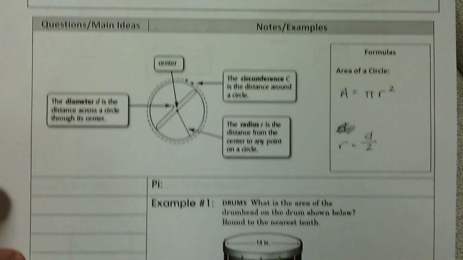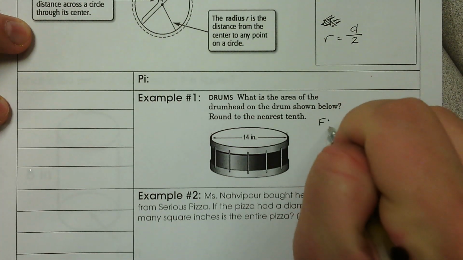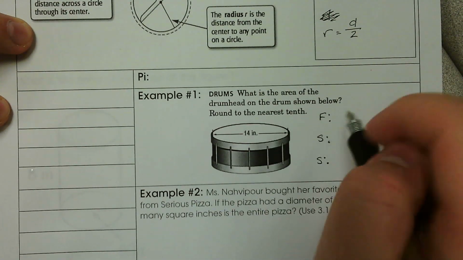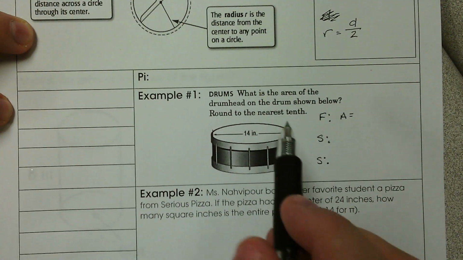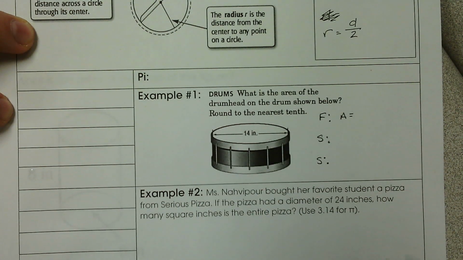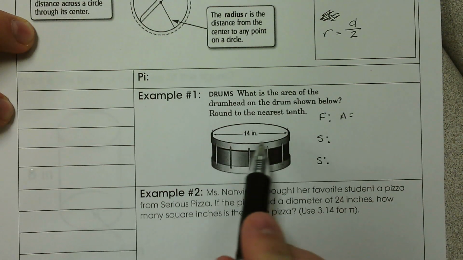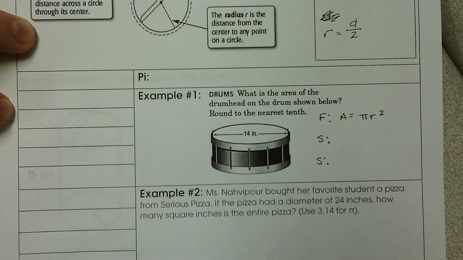So let's go ahead and jump straight into the example. Example 1, drums. What is the area of the drum head on the drum shown below, rounded to the nearest tenth? So we're going to use our FSS method. So our formula, substitute, solve. So obviously we're talking about the area. So the area of a drum, or in this case, we have to talk about the base. Okay? The base of a cylinder is, if you look, a circle. I know at an angle it looks like an oval, but if we were to look straight up and down, it is a circle. So we know that we're trying to find the area of the top of this drum, which is a circle. So the area of a circle is pi r squared.